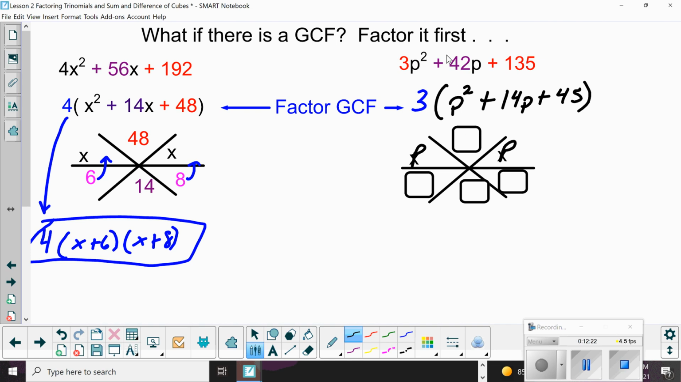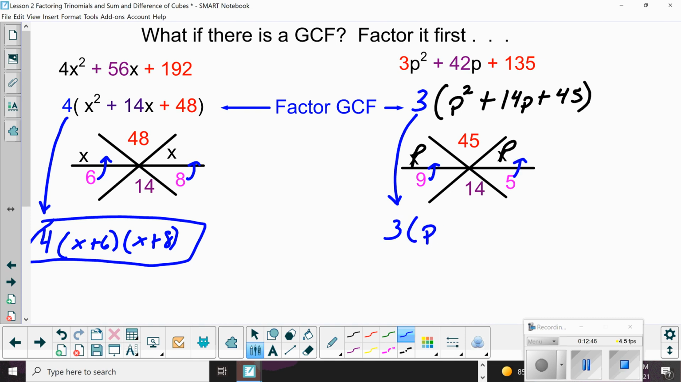Then a times c is 45, b is 14. Two numbers that will multiply to 45 and add to 14, that's 9 and 5. Do not forget, when you write your final answer, you have to have your greatest common factor, and then you can have your 2 binomial factors, p plus 9 and p plus 5. These are 2 linear binomial factors. Boop, there's 5. Okay?